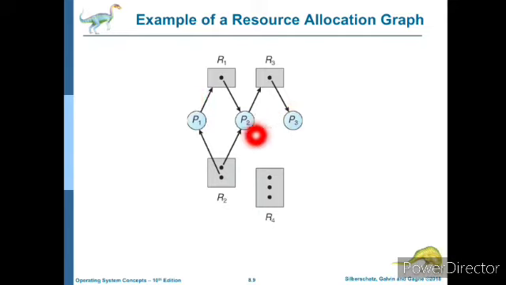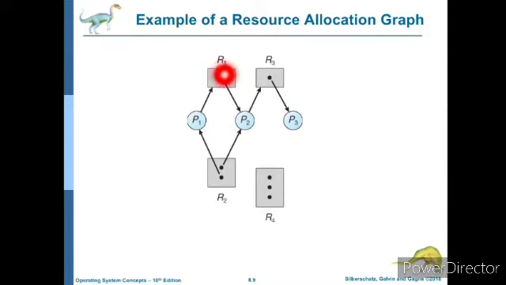Next we need to represent the edges. There are two types of edges we have. One is the request edge and another one is the assignment edge. That is, the request edge is from Pi to Rj and the assignment edge is from Rj to Pi. First we'll consider the request edges. Here one is from P1 to R1. Next one is from P2 to R3. Next we have assignment edges from R2 to P1, R2 to P2.